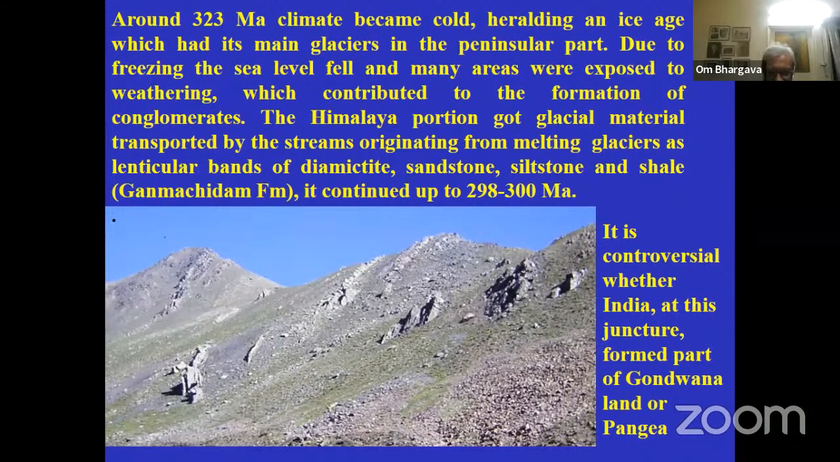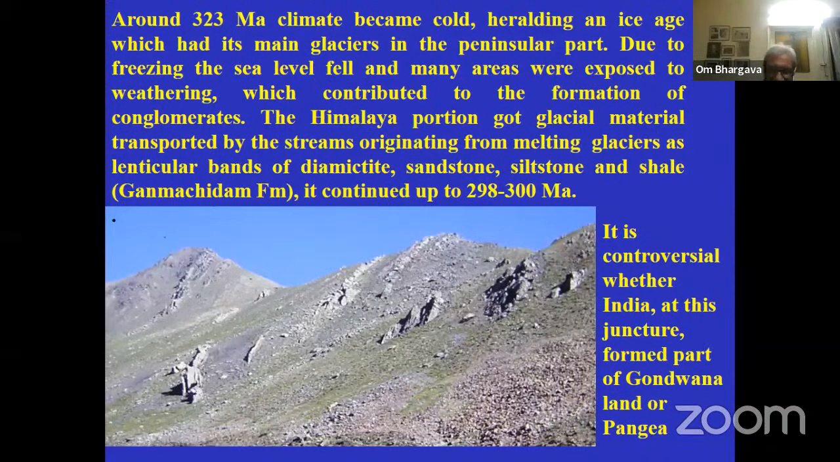And normally, the conglomerate which we get in the Spiti or even in Kashmir are not true glacial beds. Probably the real glaciation was in the peninsular part, and by the time glaciers reached this part, they were melted, and that melted part was brought by fluvial streams to the southern part. What you see, the important ridges on these hill slopes, are the conglomerates. So these were transported by the streams originating from the melting of the glaciers.